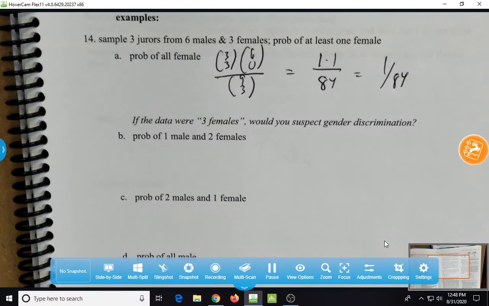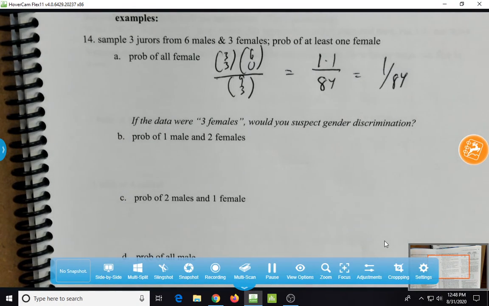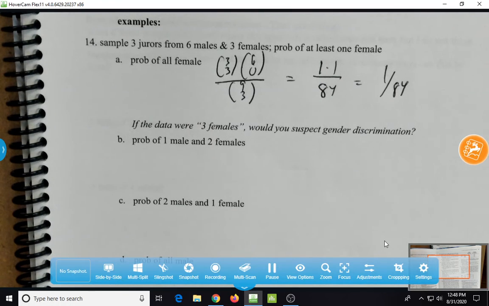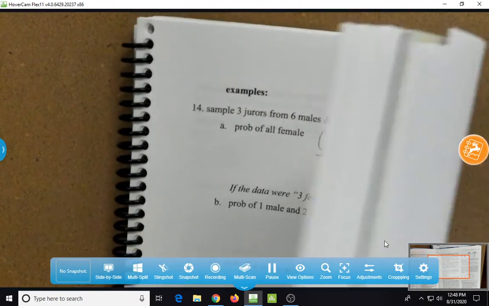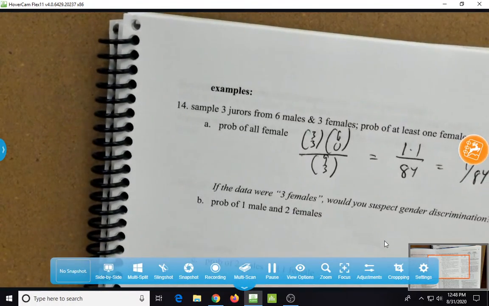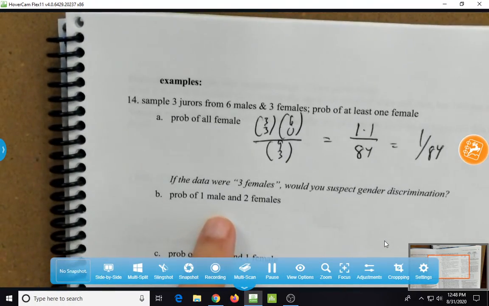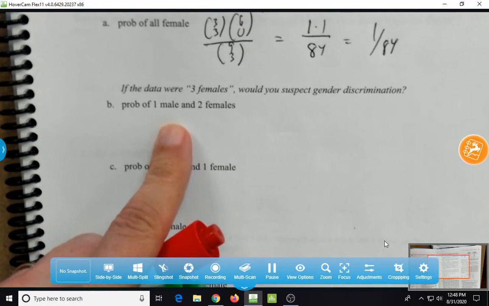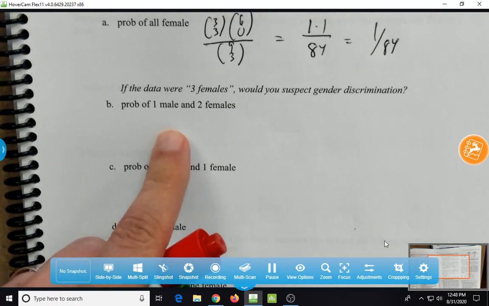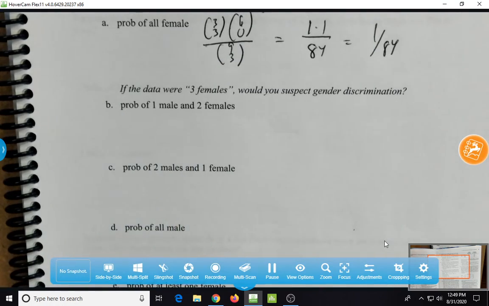So let's suppose that we take 1 male and 2 females. Yes? That is not the same as what we got before, though, is it? Wasn't it 1 over 84? Well, we didn't get 1 over 84? I think it is. It is. 9 choose 3 is 84. Is this on page 24, number 11A? Okay. All right, let's do 1 male and 2 females.